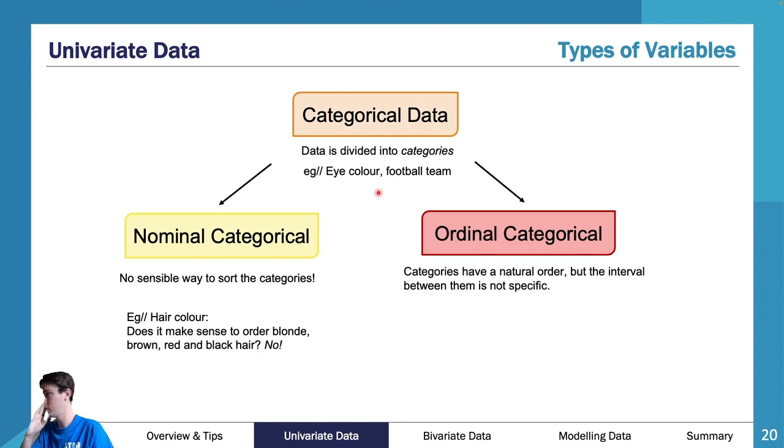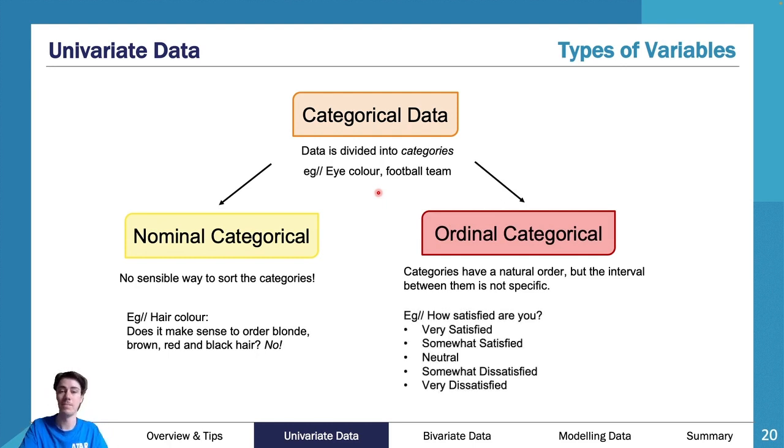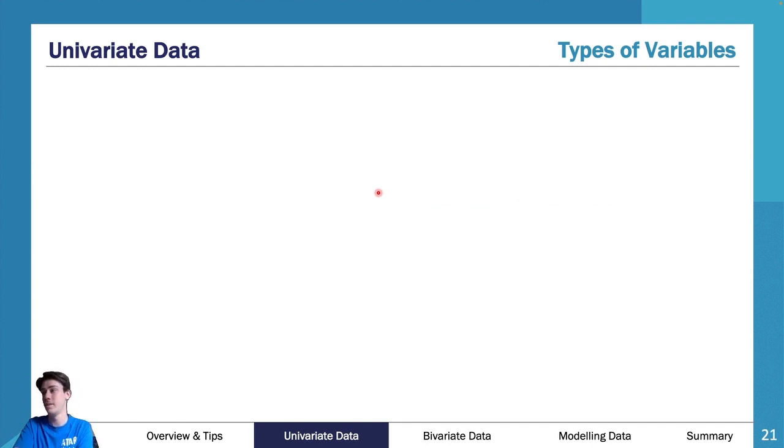However, if I do ordinal categorical, this is a little bit different. I can order some categorical pieces of data, such as very satisfied, somewhat satisfied, neutral, somewhat dissatisfied, very dissatisfied. That has a general order to it. Yes, you could start at dissatisfied or satisfied. It doesn't really matter which way you start, but it has a general order to it.